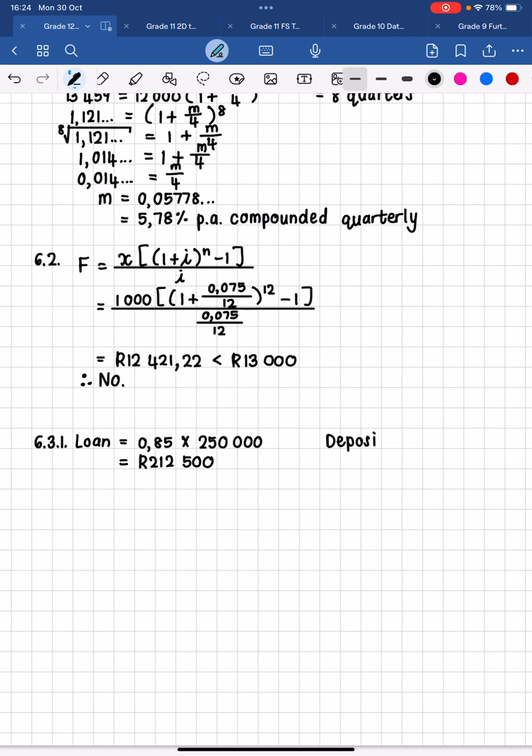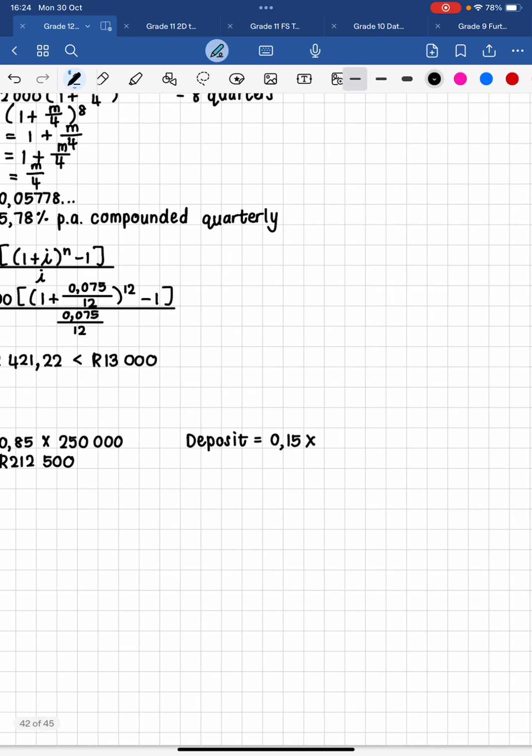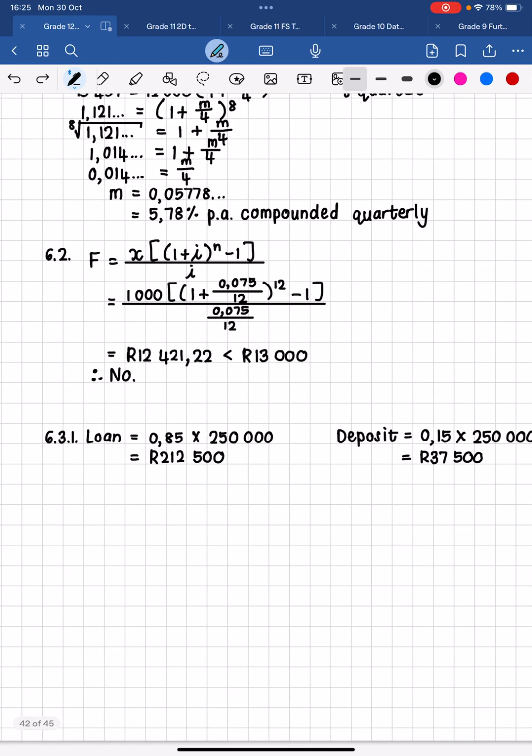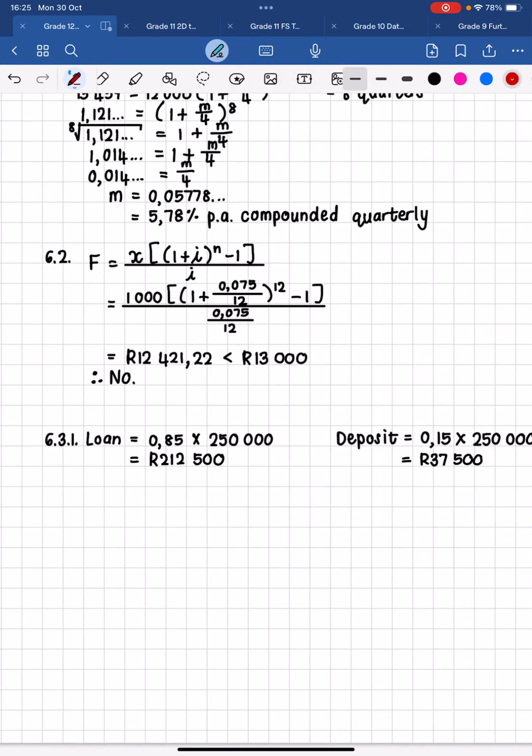So you would say that the deposit is 15%, which is what they told us, obviously, of the 250,000. So that answer is going to be, I don't want to make a mistake here, 37,500. So you are more than welcome to do this calculation and then say loan is 250,000 minus 37,500, and then you will also get your answer. You'll get this answer either way. Right, 1 mark question. So all you're going to get is 1 mark for the answer here.